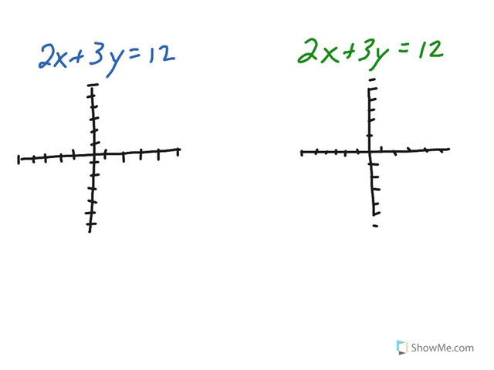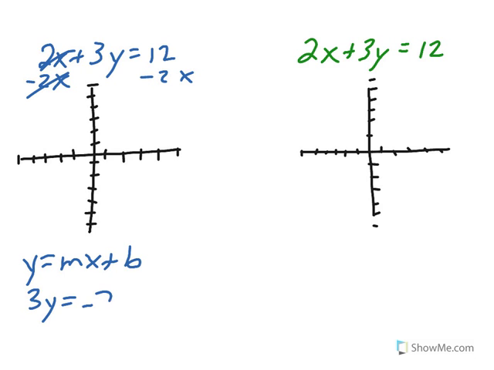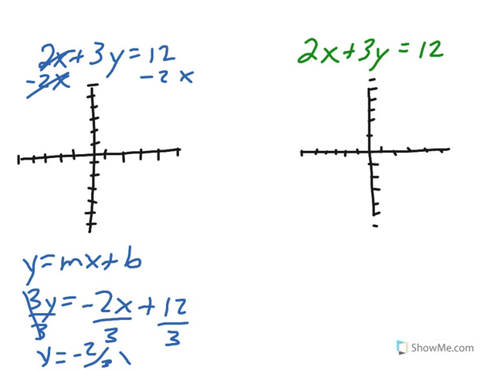A lot of people would take this and try to make it look like y equals mx plus b. Slope-intercept form, and that's fine. If that's what you want to do, go right ahead and do it. Okay, so what we'd do is start by subtracting 2x over to the other side, and we get 3y equals negative 2x, don't forget about the negative, plus 12. And we divide by 3, and that makes one of these numbers better and one of them worse. y equals negative 2/3 x plus 4.